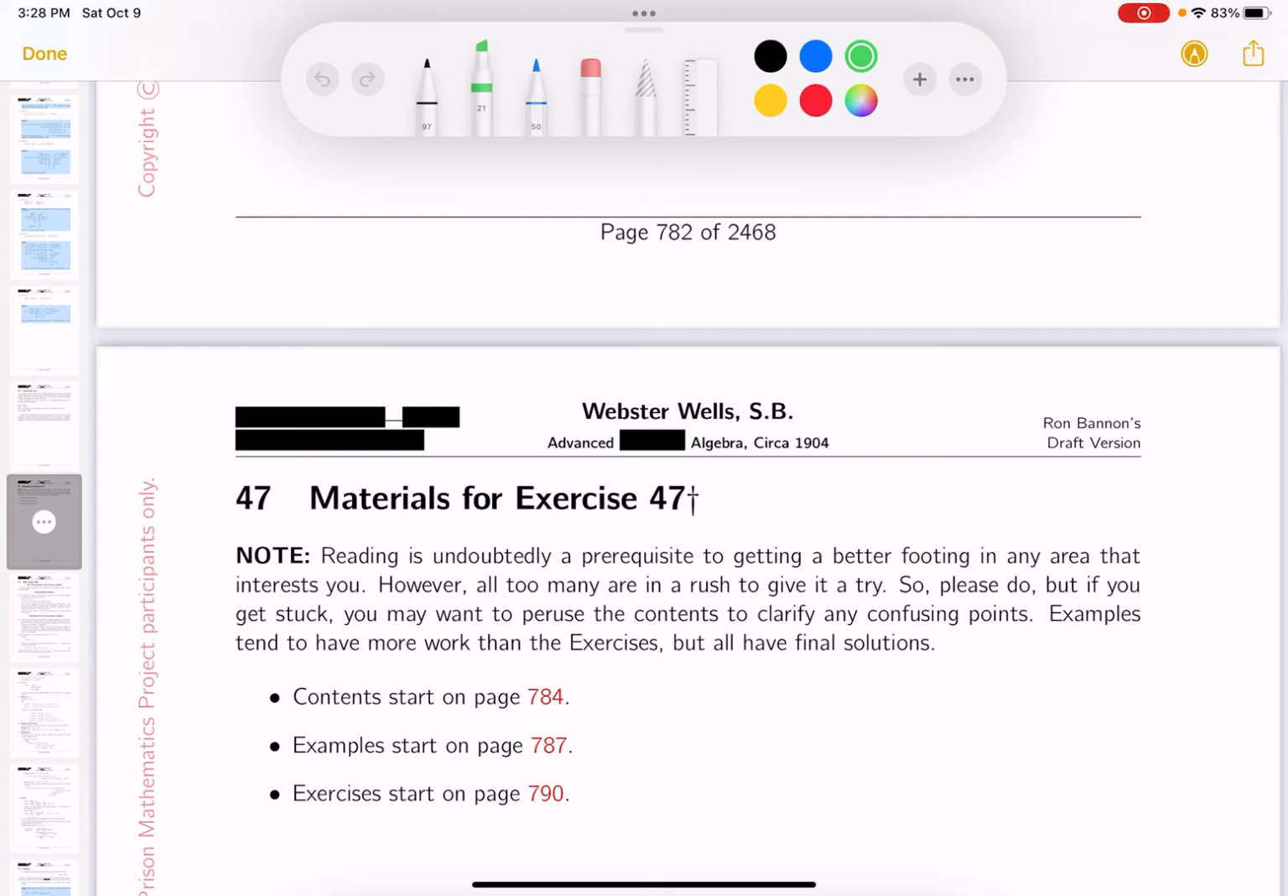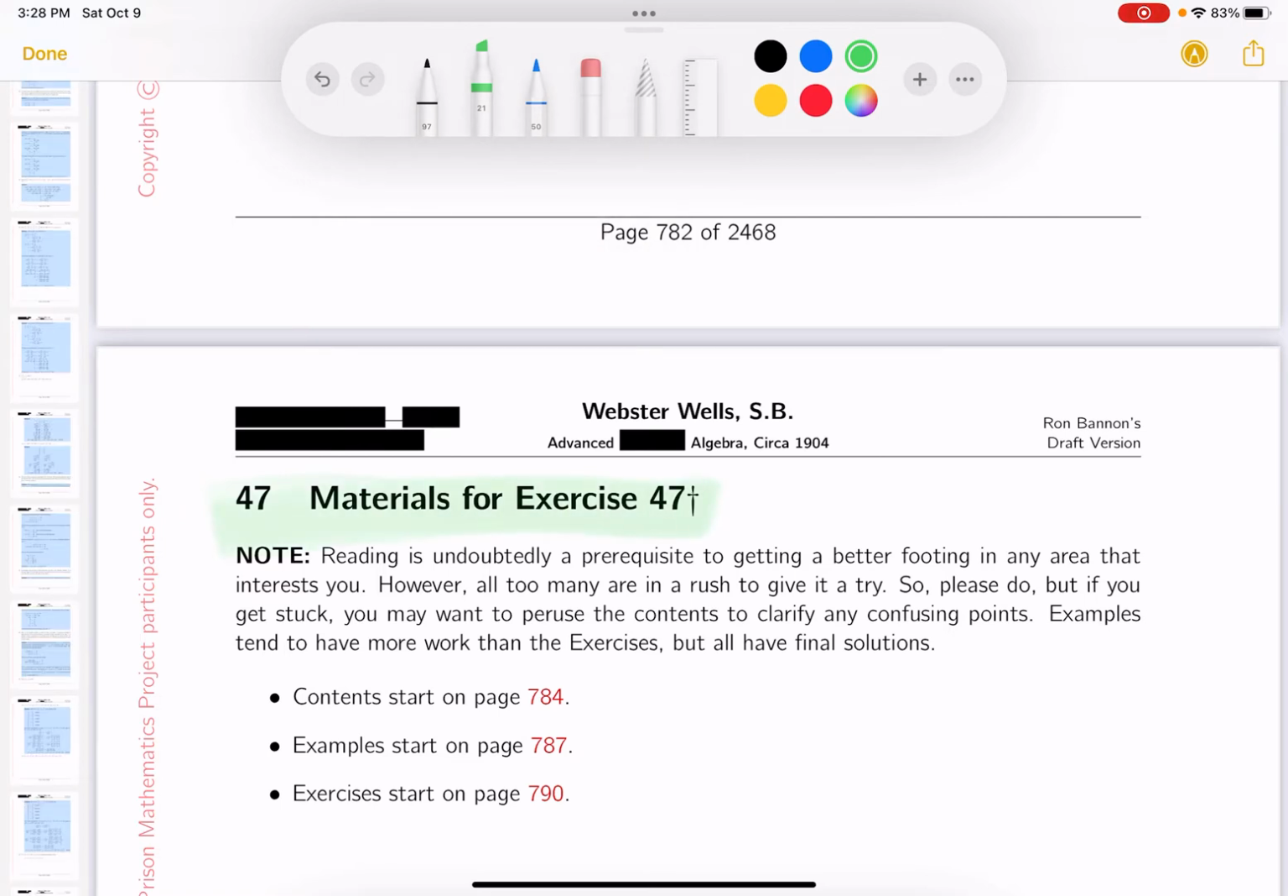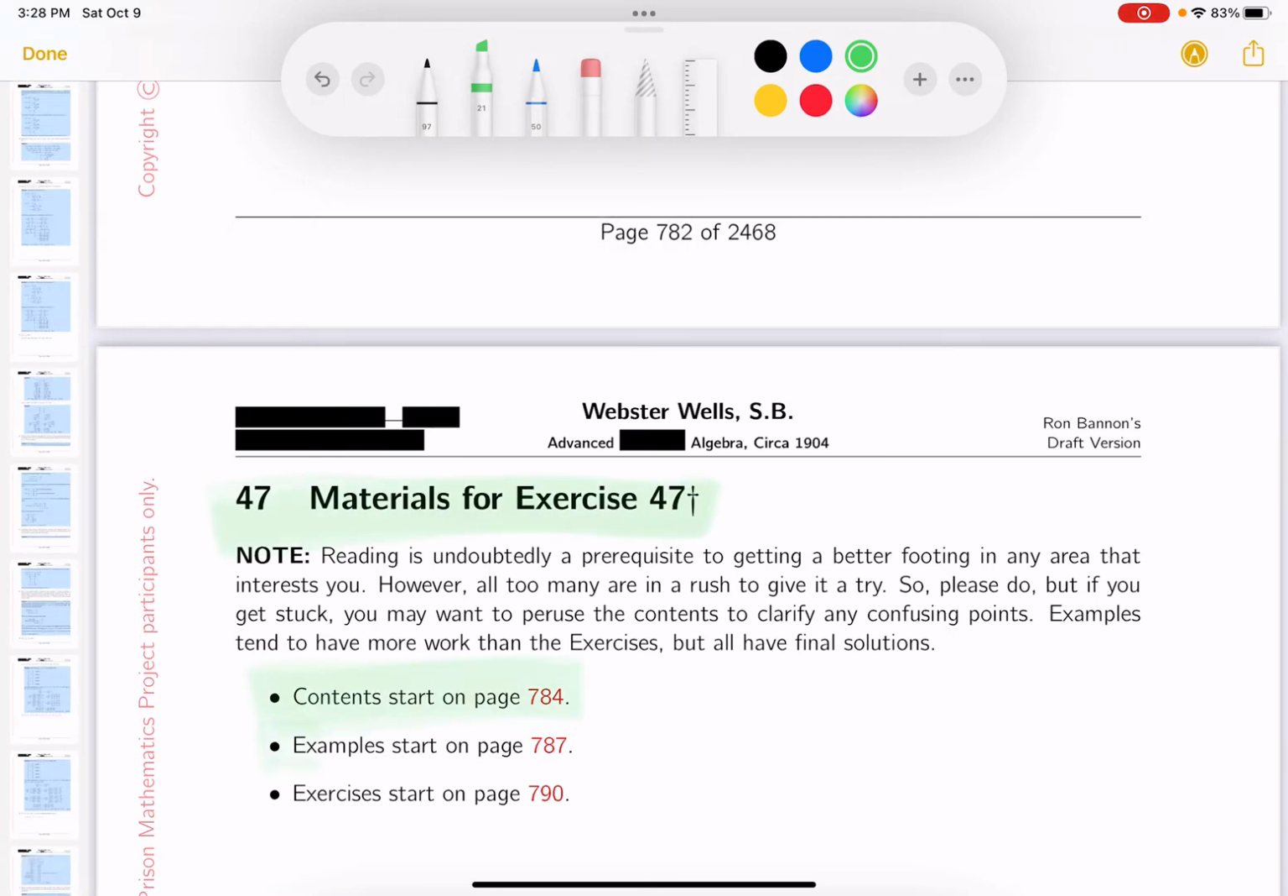Okay, we're in section 47. Typical contents, you're supposed to read that. Examples, you're supposed to understand those examples before you attempt to do the exercises.